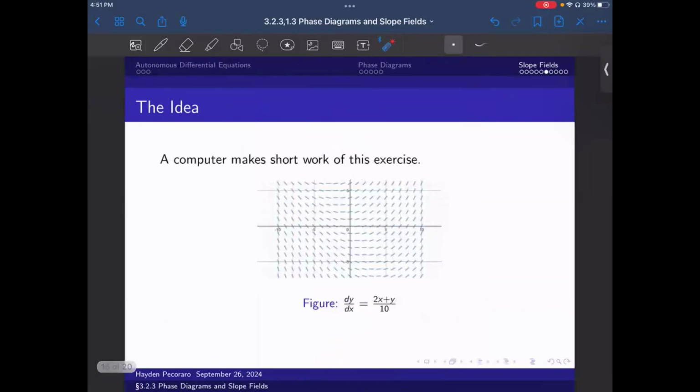Typically, you'd have a computer do this and draw your solutions for you. They will end up looking something like this. Not quite what I want. Make that bigger. There we go. So your solutions might end up looking something more like this or like this, but they should follow those tangent lines as closely as possible.